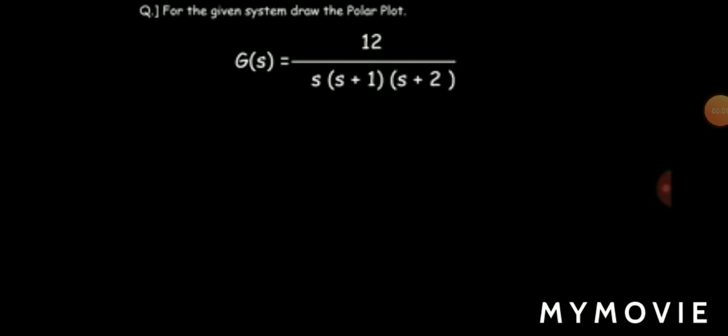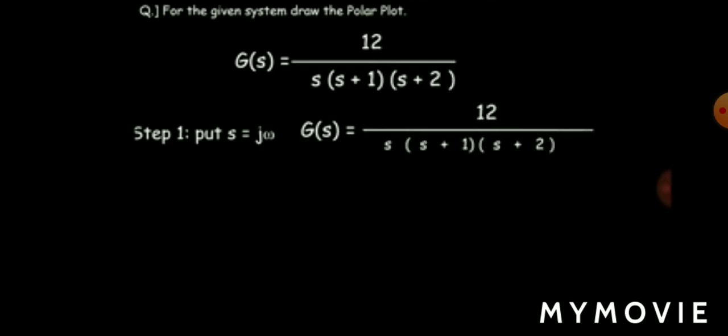So dear students, today we will discuss another concept, that is how to draw a polar plot. We are given a transfer function G(s) equals 12 divided by s times (s plus 1) times (s plus 2). In this polar plot, the first step is to replace s with j omega. So this will be your first step. I am replacing s by j omega.